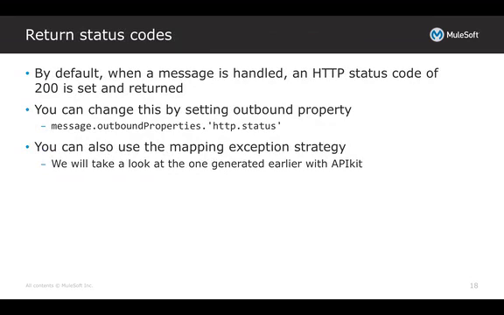Now for status codes. By default, when a message is handled, if you have an HTTP-based app, a status code of 200 will be set and returned. Now this can be changed really a couple ways. One is that you could set an outbound property of http.status, and the HTTP listener that will send the response back will respect whatever you set in that field. Often when you're writing APIs, you can also use a mapping exception strategy. And this is something that we looked at earlier when we saw API Kit. This will allow us to globally define a bunch of exception handlers that have their own status code linked to them.